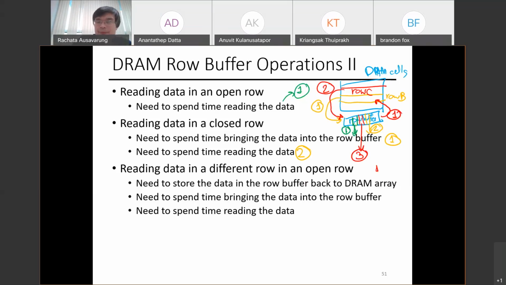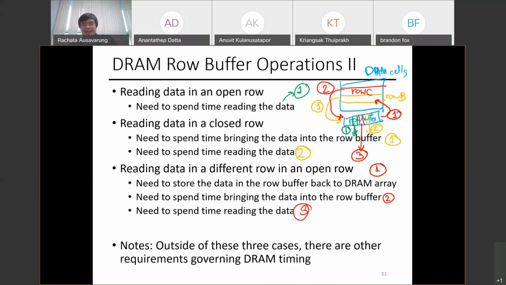First step is move whatever is in the row buffer back. Second step is move whatever is in the target row that you want to read to the row buffer. And the third step is then you can read from the row buffer. You cannot read anything if it is not in the row buffer. Basically, the requirement is you need to put the data in the row buffer.